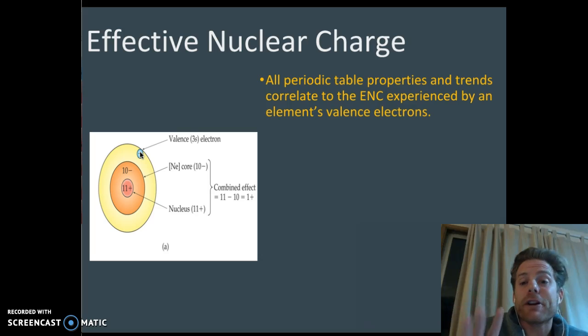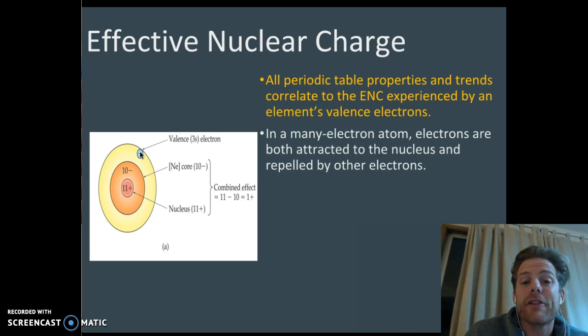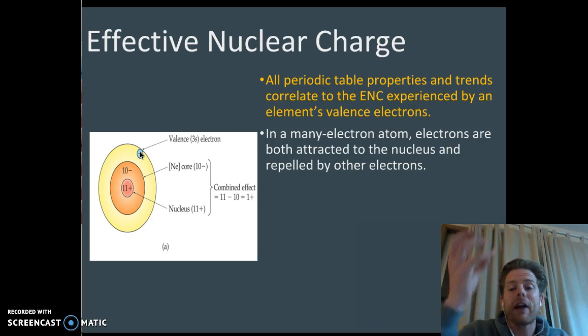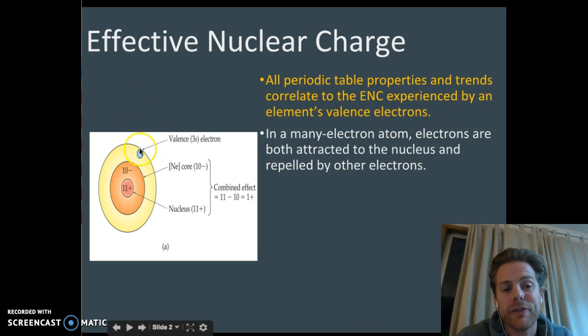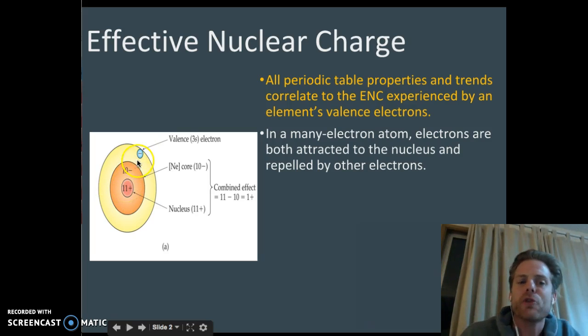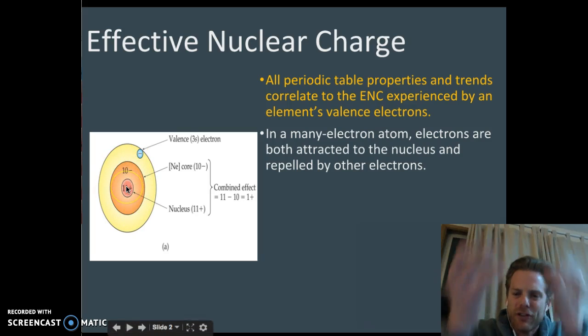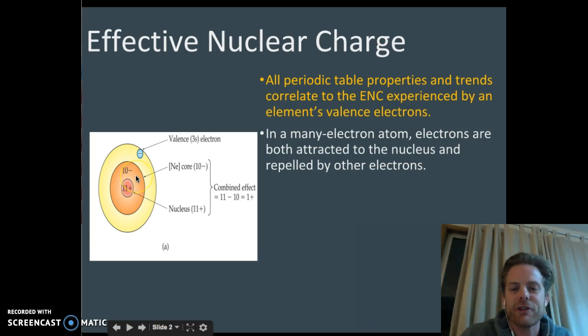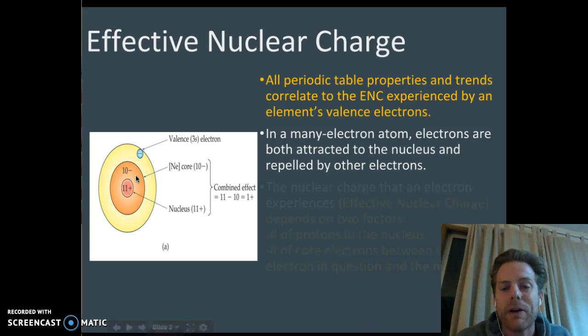So all of these periodic trends and tables correlate to this effective nuclear charge. And this effective nuclear charge is because electrons on the outside, this valence electron is pulled in. It's pulled in because of the protons right here, but it's also pushed away because of the electrons in the middle. So basically the protons say, get over here, and the electrons say, no, and you can calculate this, all right?